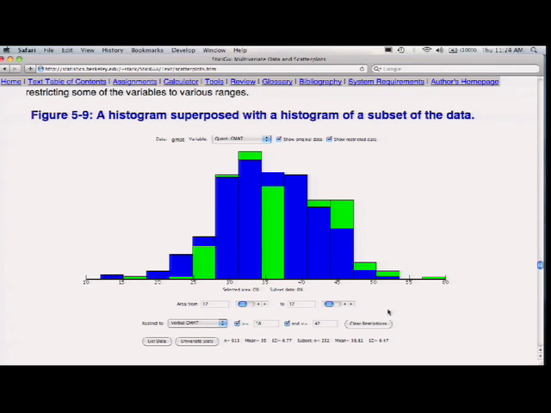The blue histogram is a histogram of the quantitative GMAT score for all 913 students. The green histogram is a histogram of the quantitative GMAT score for the 232 students whose verbal GMAT score was between 38 and 42. Okay, so we've taken a slice through the data, and we're looking at how the distribution of those students' quantitative GMAT score compares to the overall distribution of quantitative GMAT scores for everybody.